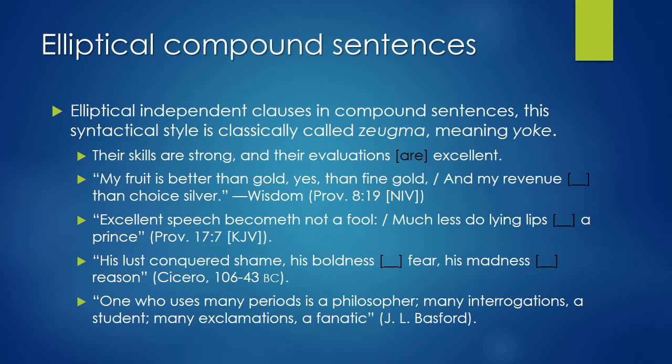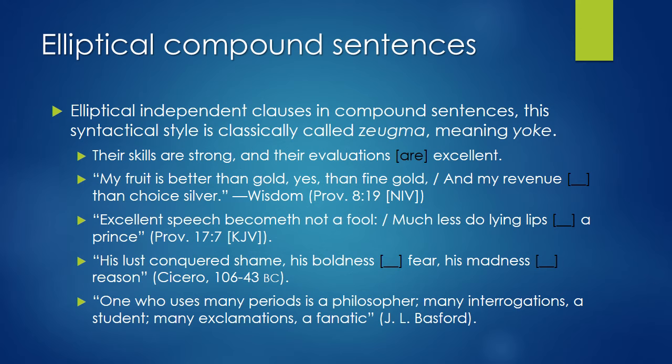Elliptical compound sentences, some examples. Elliptical independent clauses in compound sentences, and this syntactical style is classically called zeugma, which is a Greek word meaning yoke because the compound sentences are yoked together, but there are some words missing. Examples: their skills are strong and their evaluations excellent.